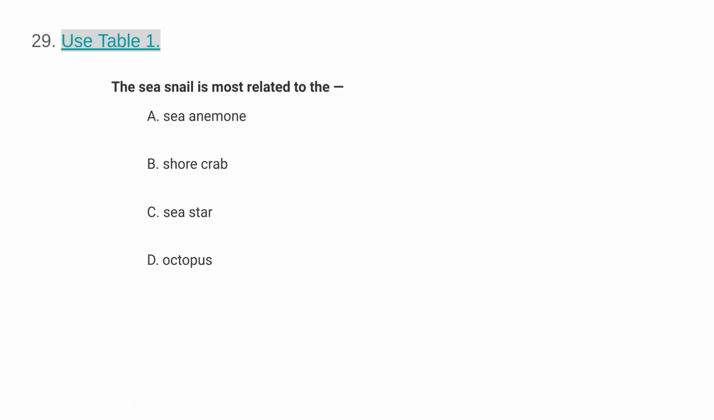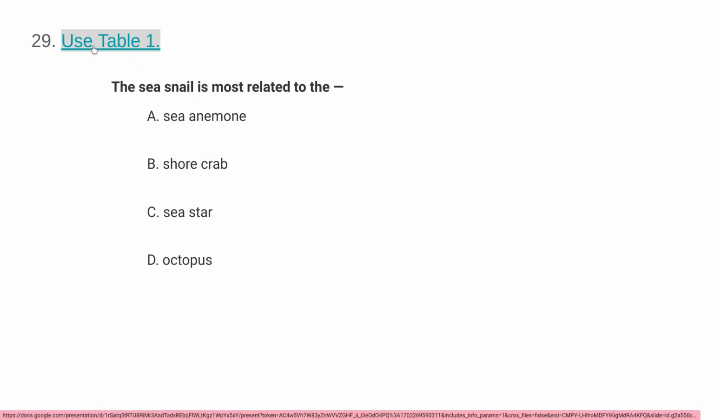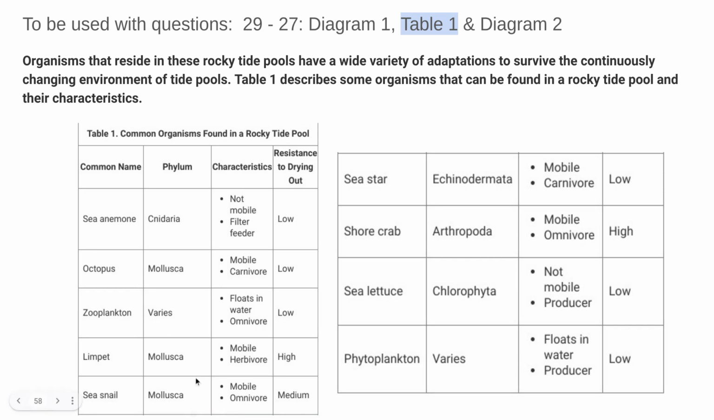Okay, question number 29. We're to use table 1 to figure out this question. The sea snail is most related to A, the sea anemone, B, the shore crab, C, the sea star, or D, the octopus. So we're looking for sea snail. So let's see, the sea snail is a mollusca. It's mobile, so it can move. It's an omnivore, so it eats plants and animals. And the resistance to drying out is medium.